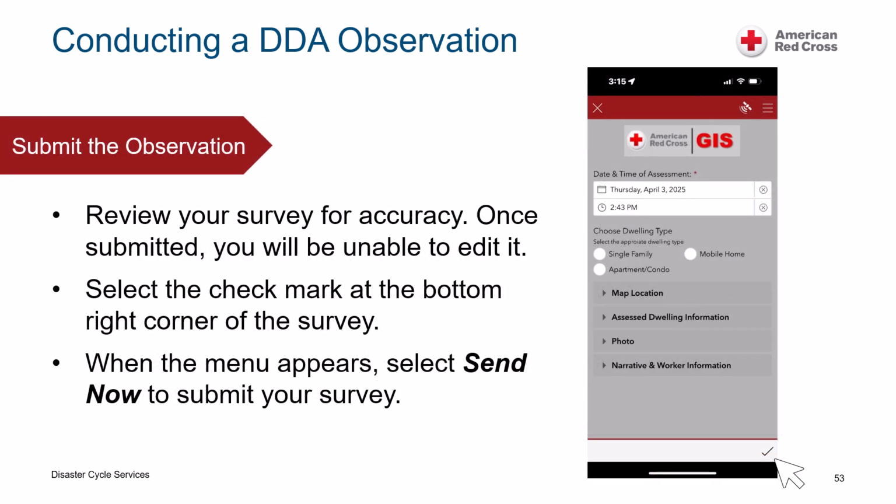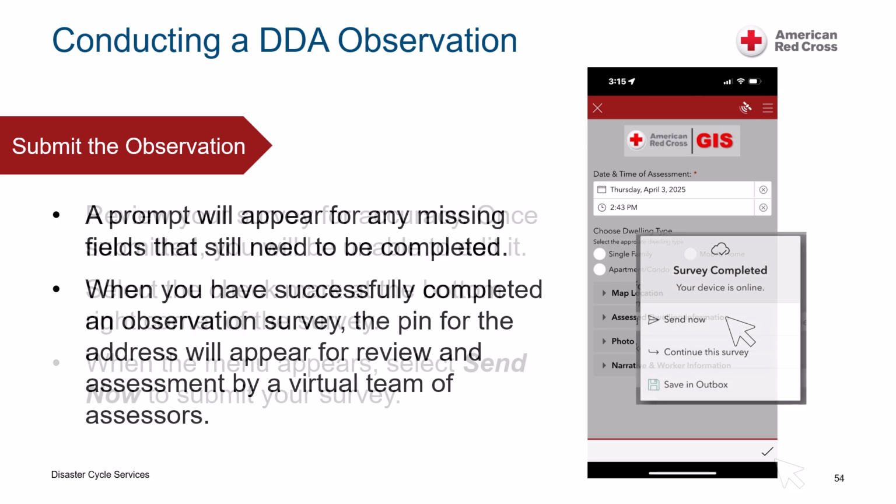Now review your survey for accuracy. Once it is submitted, you will not be able to edit the observation. When you are ready to submit, select the check mark at the bottom right corner of the survey. When the menu appears, select Send Now to submit your survey.